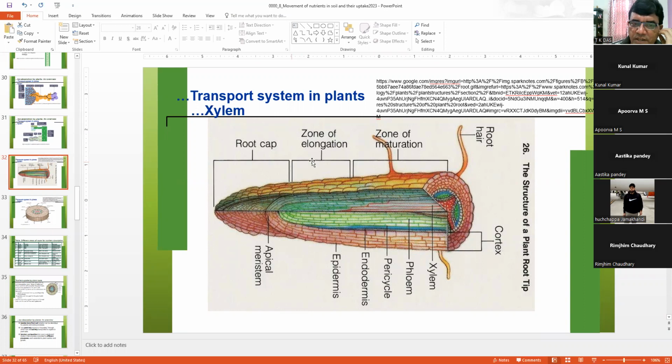The root cap is here, and this one is the zone of elongation, which is above the apical meristem. Then the zone of maturation is there, and here you have root hairs. Many times students think that nutrients are taken up only by the root hair. That is true, but besides root hair, nutrients are also absorbed by other portions of the root. It is not just root hairs that are responsible for nutrient uptake. Even the epidermis can directly absorb nutrients. So what are root hairs? They are extensions of the epidermis.